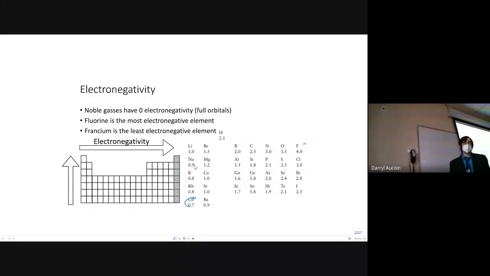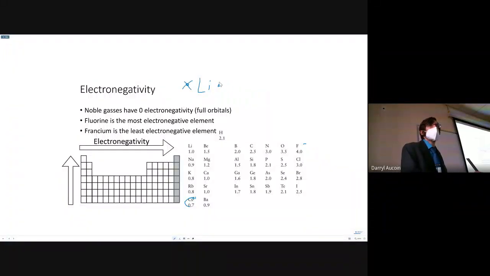So lithium here has 1 dot, right? If we were to give lithium a 2nd dot, it would not be very happy at all. It doesn't like having 1 electron, and it really, really doesn't like having 2. It wants to get rid of its dots.